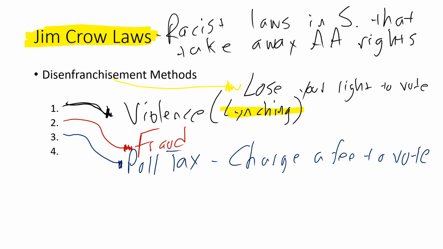Okay, the final way, and this is just to me the most ridiculous way. Obviously, violence is the worst, but this one's just ridiculous, the way they did this. This 4th way that African Americans are disenfranchised, write down, is called a literacy test.